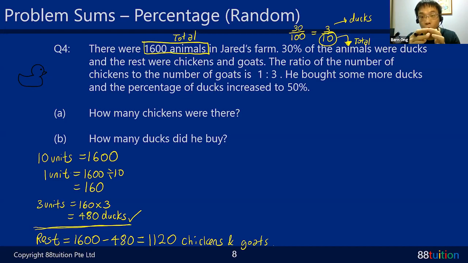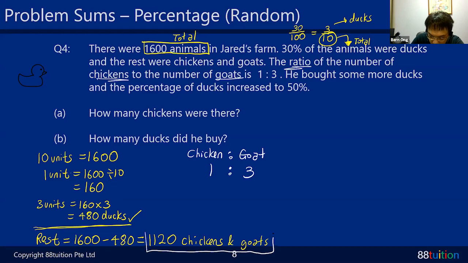So you see ducks and goats, right? Everything is guess and check? No, it's not a guess and check question. So moving on, let's talk about the next clue. The ratio of the number of chickens to goats is 1:3. Oh, another piece of information. So chicken is to goat is what? 1:3. And guess what? We got the total for chickens and goats.